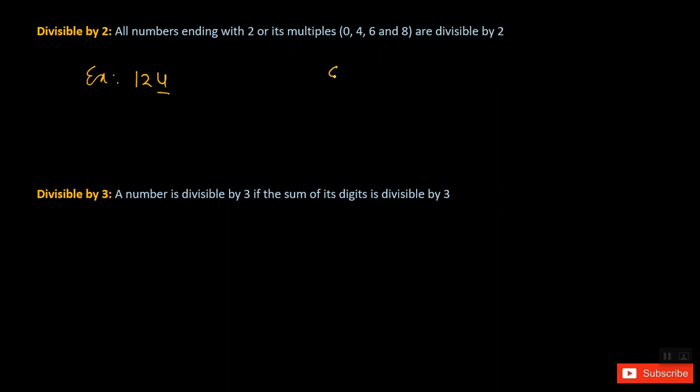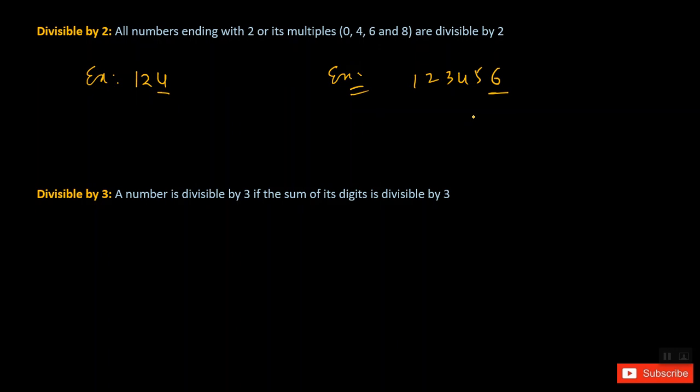If I take another example, 1, 2, 3, 4, 5, 6, as 6 is a multiple of 2, I can say this number is divisible by 2. So in simple words, if the last digit is a multiple of 2, that number is definitely divisible by 2. Alright, let's move to the next.